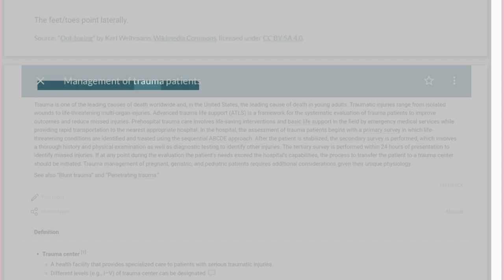Management of trauma patients. Trauma is one of the leading causes of death worldwide and, in the United States, the leading cause of death in young adults. Traumatic injuries range from isolated wounds to life-threatening multi-organ injuries.